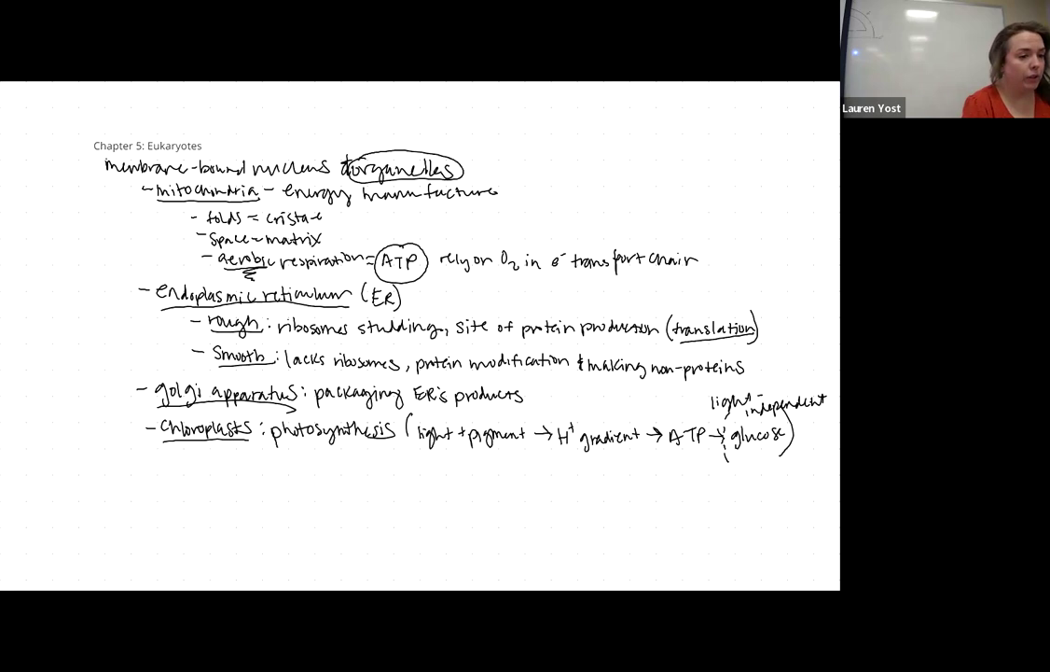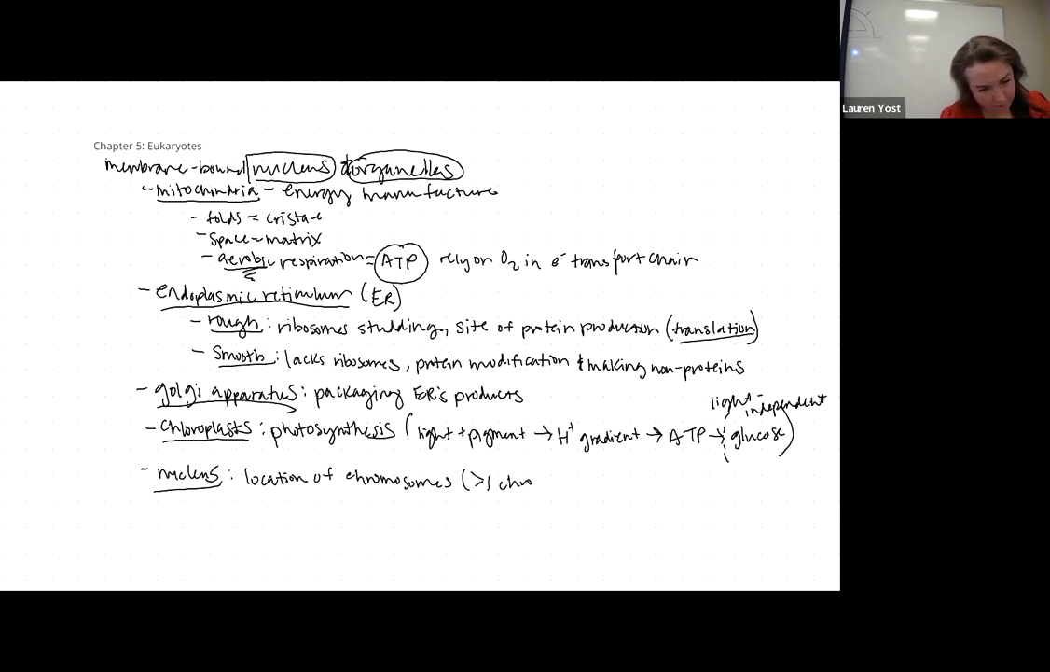It also has a membrane-bound nucleus. And of course, if we're going to be talking about the nucleus itself, this is going to be the location of the genetic material, the location of the chromosomes. For the eukaryotes, there's always more than one, I'd say greater than one chromosome. Bacteria typically only have one chromosome, and for bacteria it would be circular. Ours are linear, and we have more than one.